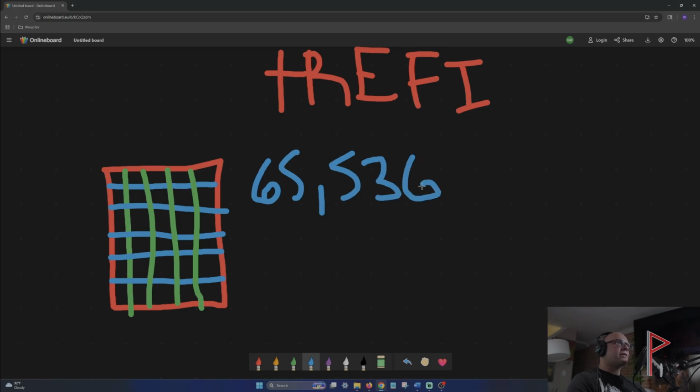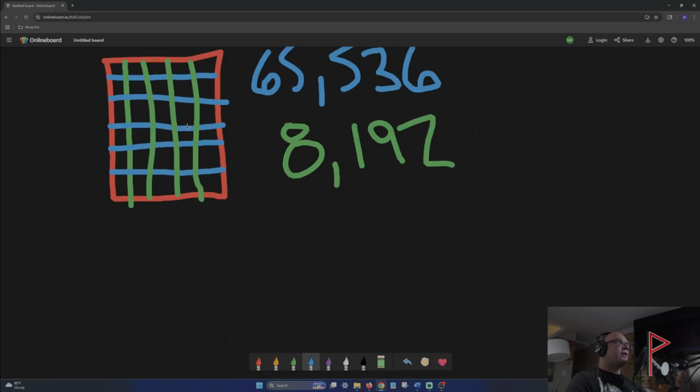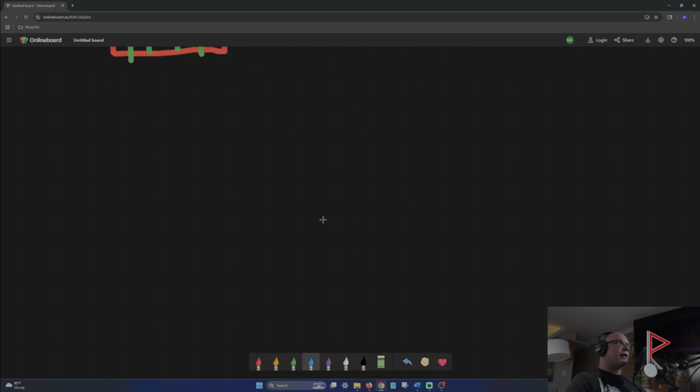Okay? So in a typical 8-bit cell, you would have 65,536 rows, and you would have 8,192 columns. Okay? Your blue is your word lines, your green is your bit lines. Now let's look at an individual cell.